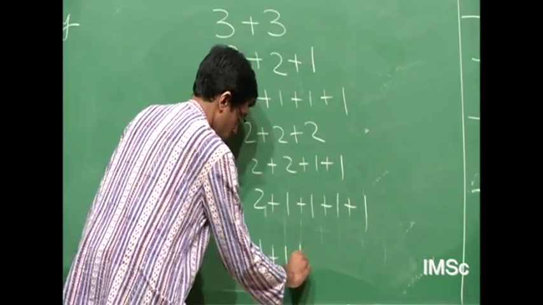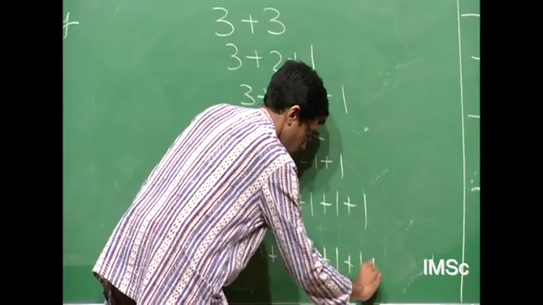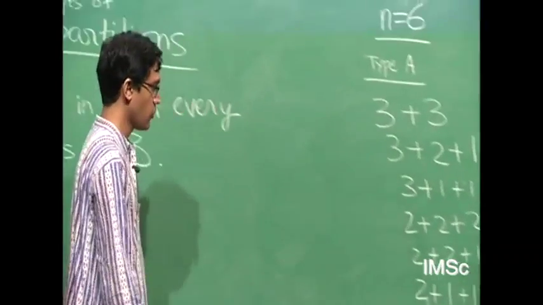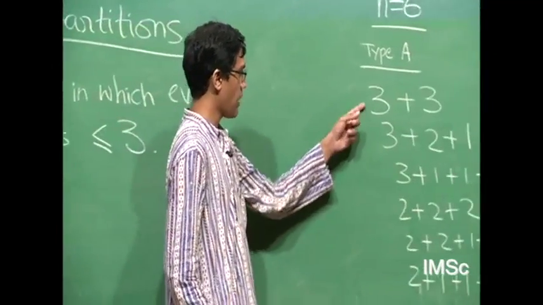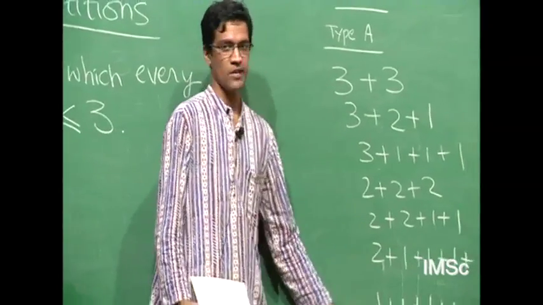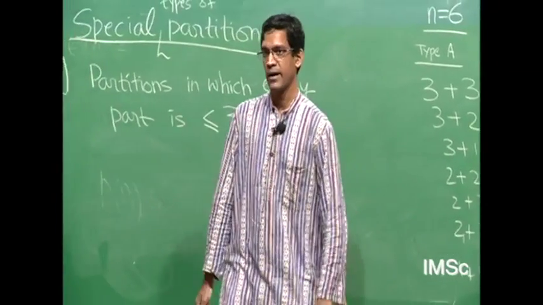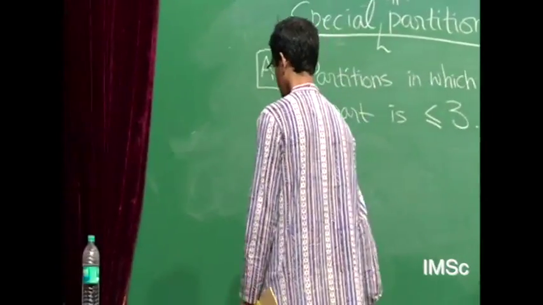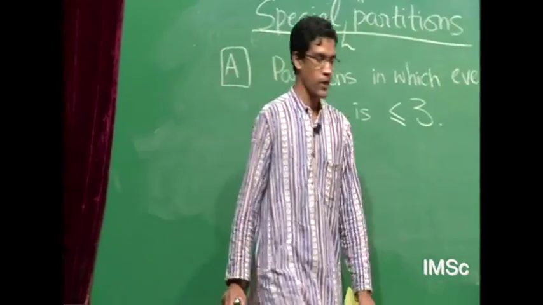And all ones. Okay, so that's a full list. How many do we have? 1, 2, 3, 4, 5, 6, 7 of them. Okay, so there are 7 partitions of 6 in which every part is at most 3.